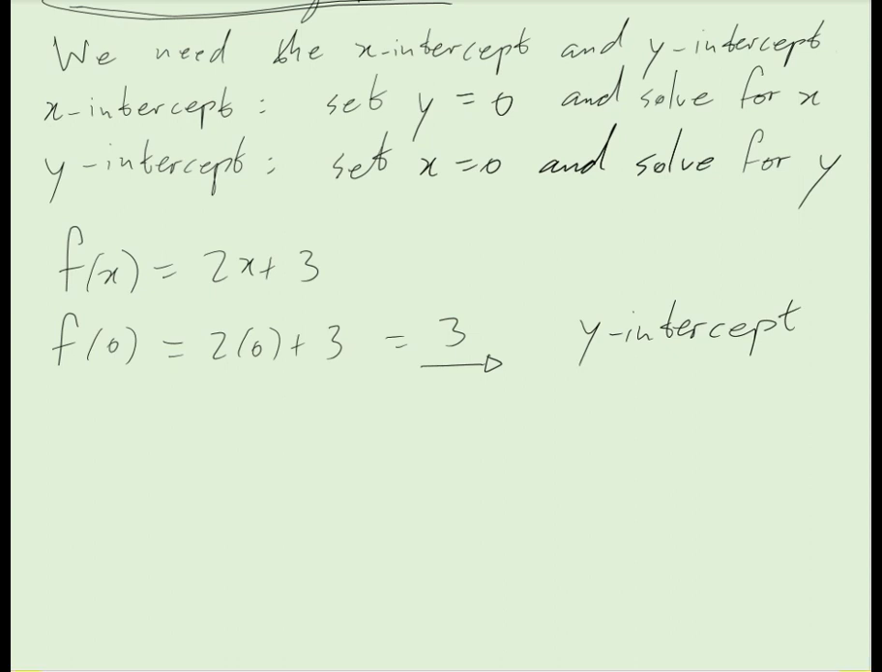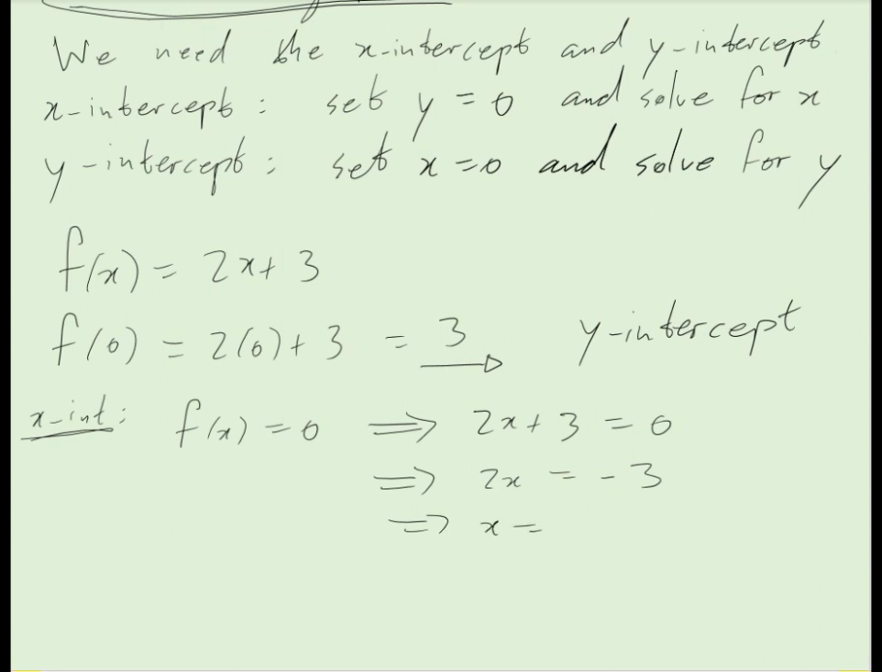Now, to get the x-intercept, let me just label it. To get the x-intercept, we must set f of x to 0 and then solve. So this means f of x is 0, this means 2x plus 3 is 0. And let's subtract 3 from both sides, so we end up with 2x is equal to negative 3. And then we divide by 2 on both sides. X is negative 3 over 2. And if you prefer decimals, this is just negative 1.5.